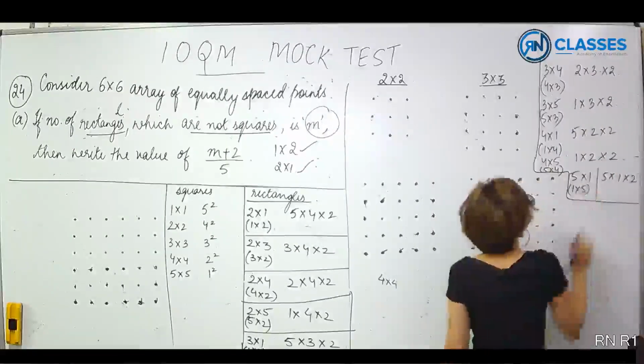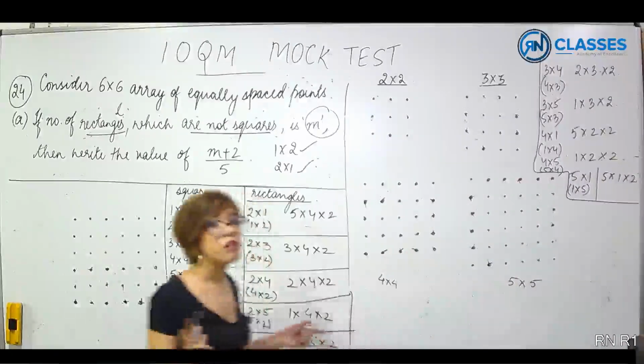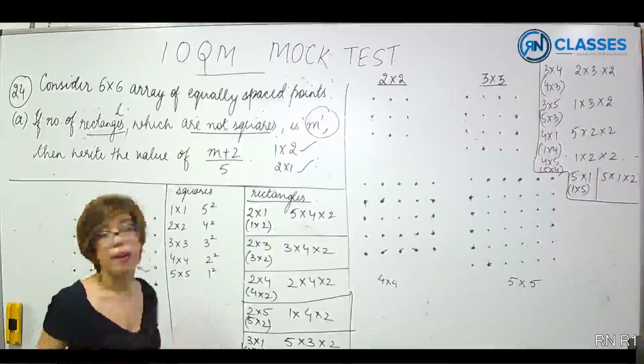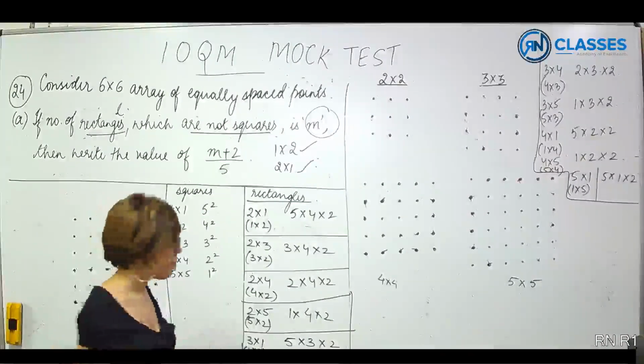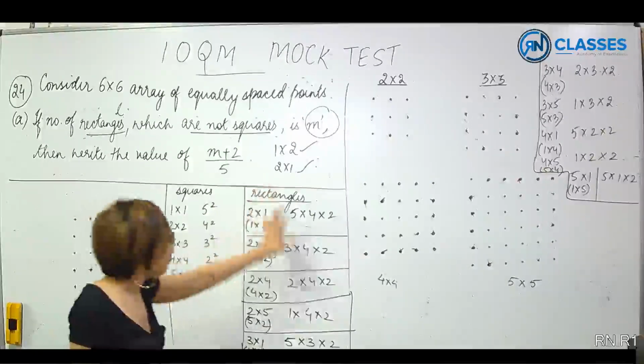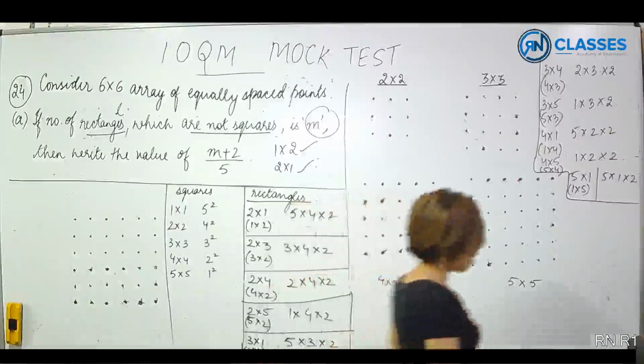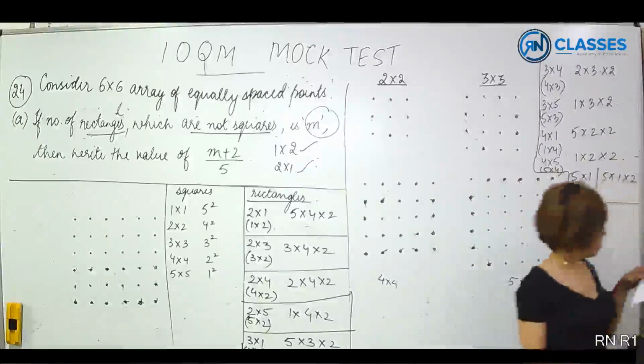Right? Okay. Now 5 into 2 already done. 5 into 3 already done. 5 into 4 already done. 5 into 5 no need to be counted. Right? So I've exhausted all of these rectangles. Let me check whether I have missed any or not. So 2 into 1 is done.